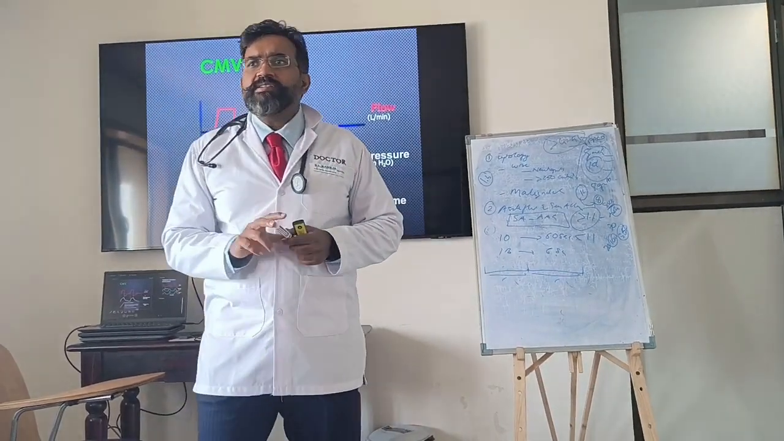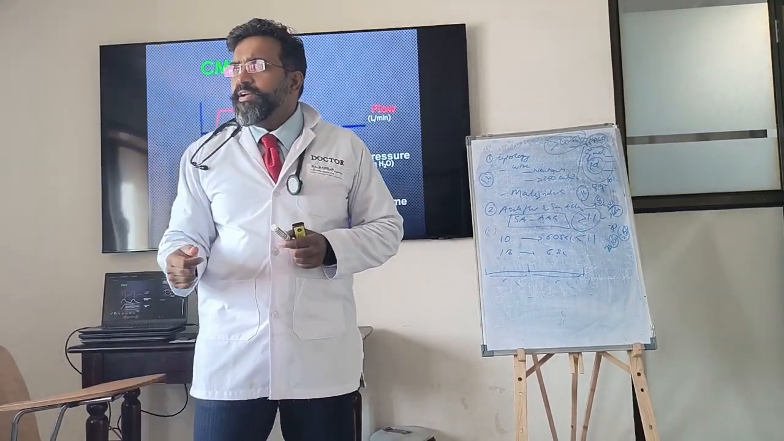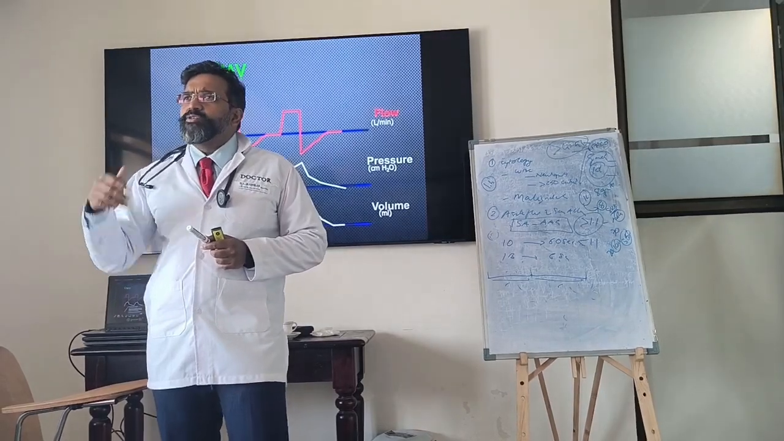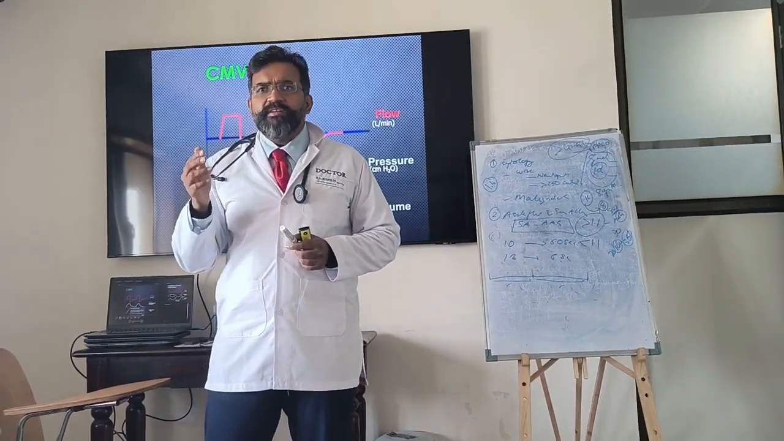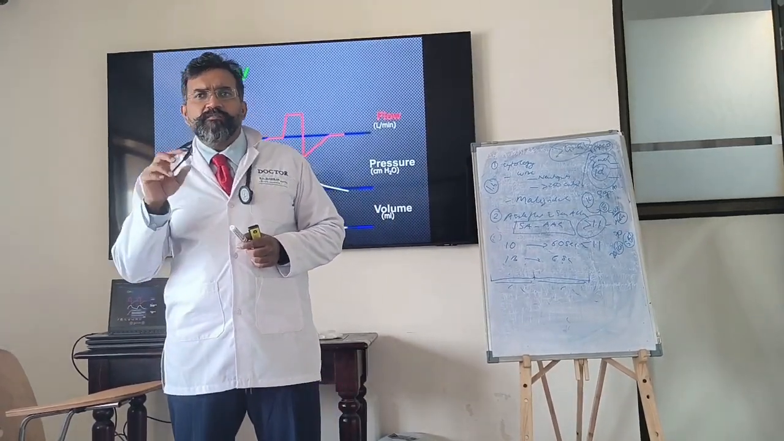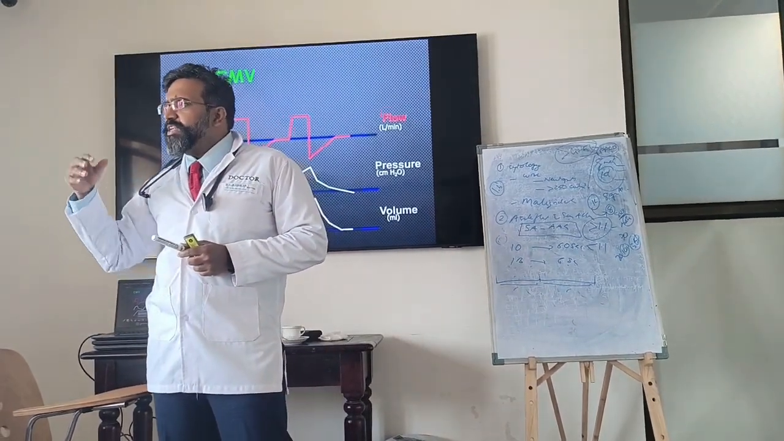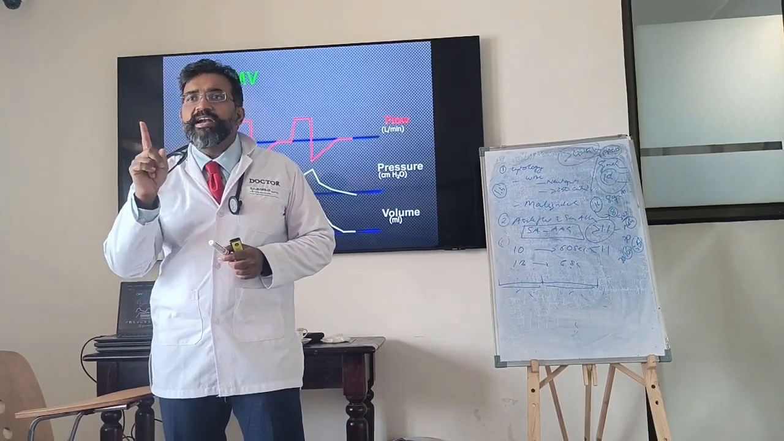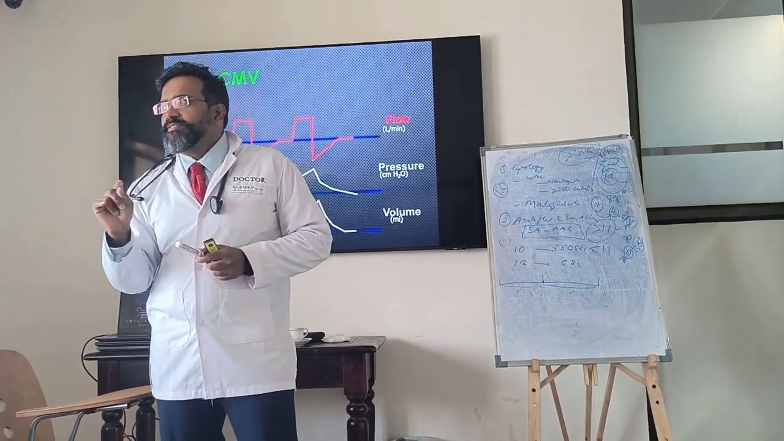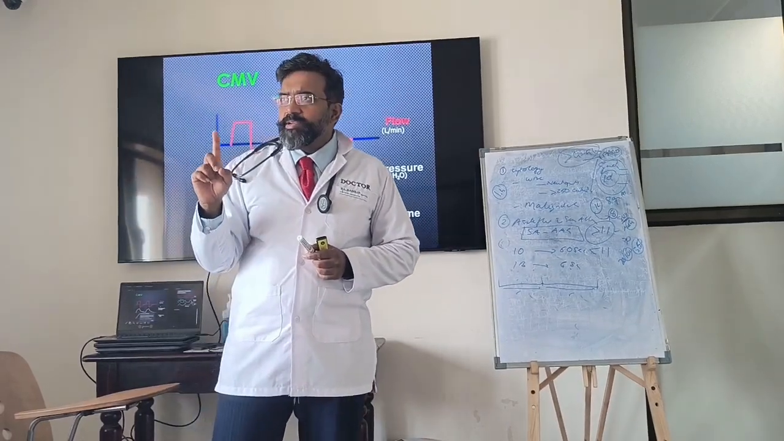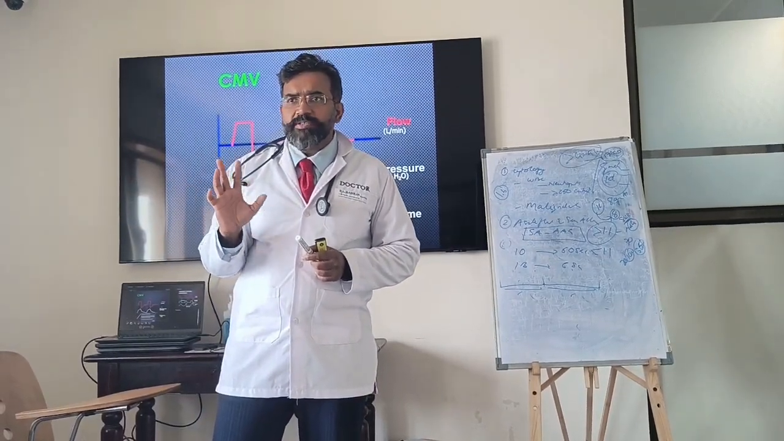Clear? So I will set the pressure trigger at -3. If I set the pressure at -3, then at -3 the ventilator will decide to give the breath. If I set it at -2 and the patient takes a trigger of -2, the ventilator will deliver the breath. If I put the trigger as -5 and the patient takes only -2, the ventilator will not give the breath. Clear about pressure trigger? Any queries till now on pressure trigger?